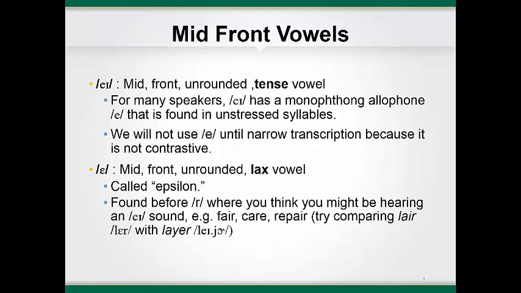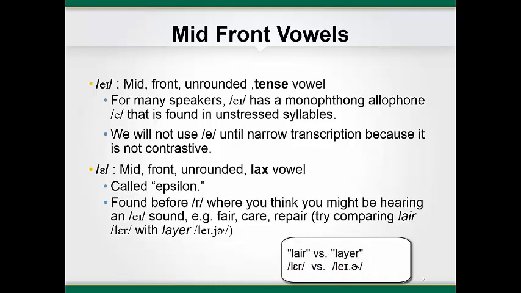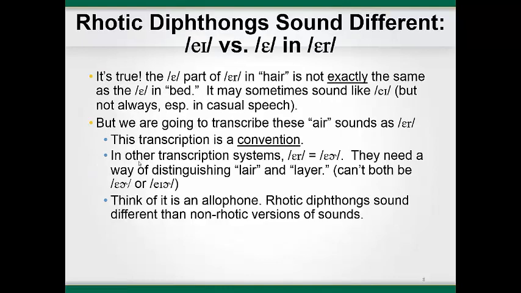The A vowel will be used in the transcription of two-syllable words, like layer. Listen to the difference. Layer versus layer. Let's talk a little more about A versus E in the R context. The first part of the vowel in hair is not exactly the same as the E vowel in bed. Sometimes it does sound more like A, but the transcription of this vowel, like with ear, is an agreed upon convention accepted by many phoneticians. We can consider the first part of the air diphthong to be an allophone of E.